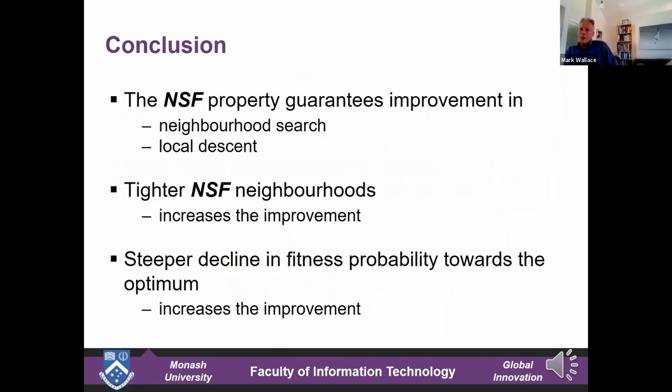So the initial goal was to find the minimum properties that could guarantee neighborhood search was better than blind search. And the NSF property guarantees that improvement. What we've also found is that tighter NSF neighborhoods increase that improvement, and a steeper decline in fitness towards the optimum, so steeper problem sets, also increase that improvement dramatically. That's the end.